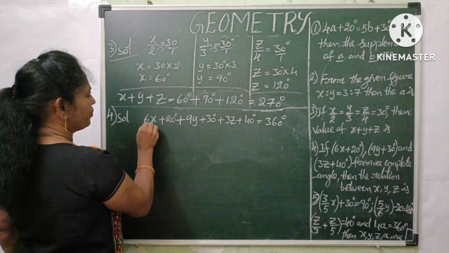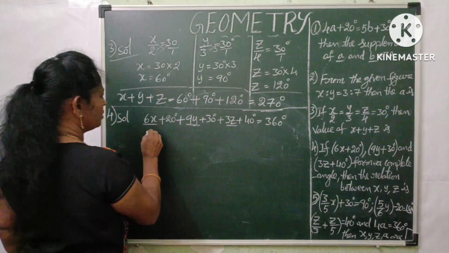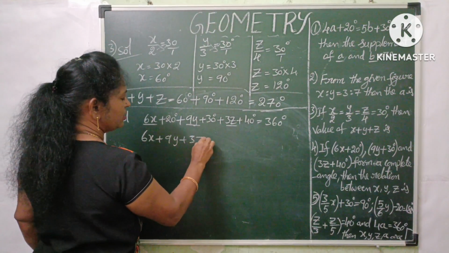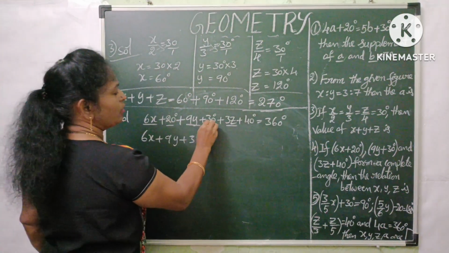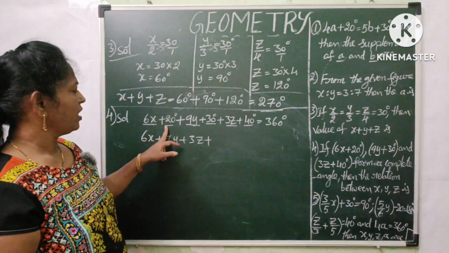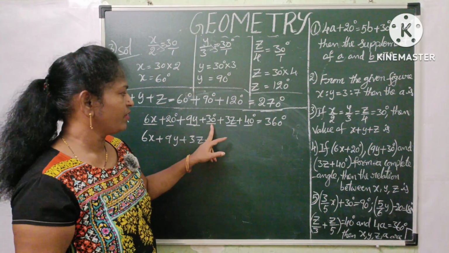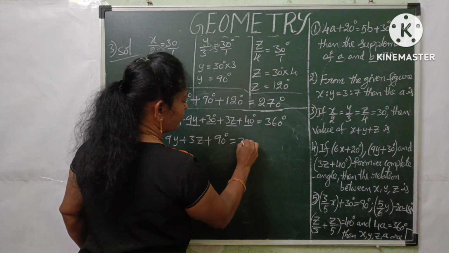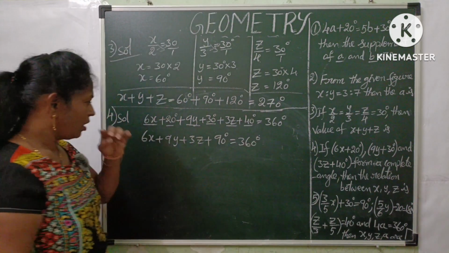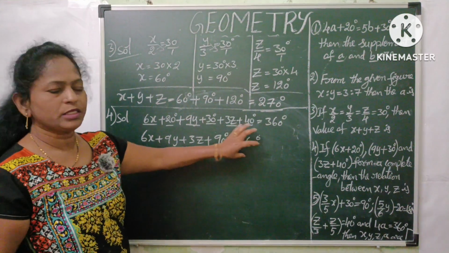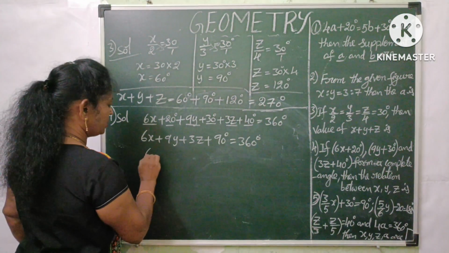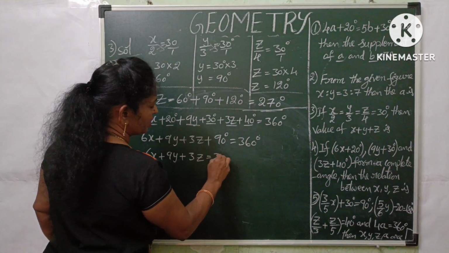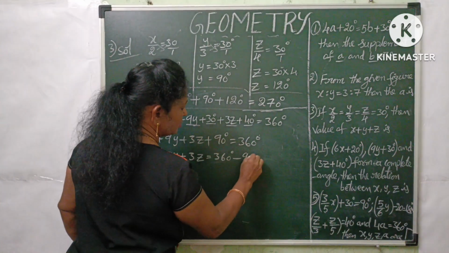Now check it here. These are the different variables. So 6x plus 9y plus 3z plus, now add the numerical angles. 20 degrees plus 30 degrees, 50 degrees, 50 plus 40, 90 degrees equal to the complete angle 360. Now we have to transpose 90 degrees from left to right. Then 6x plus 9y plus 3z equal to 360 minus 90 degrees.